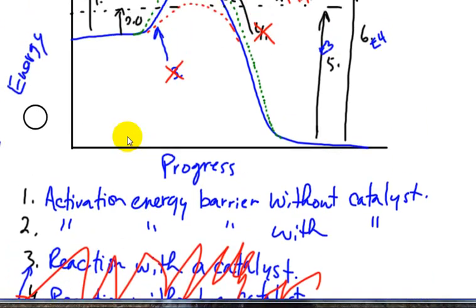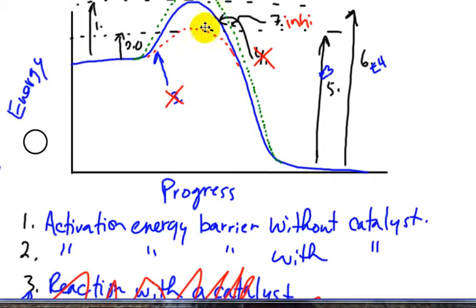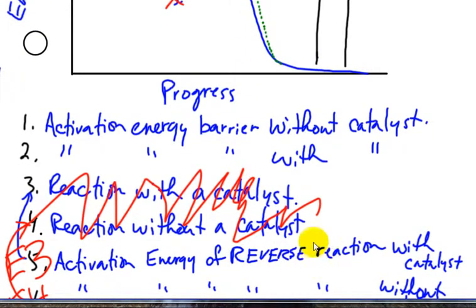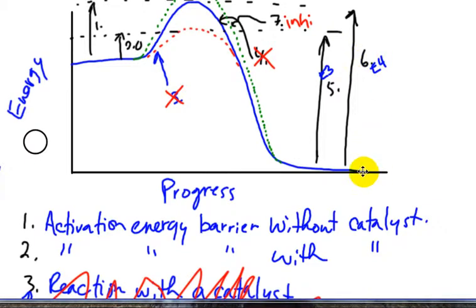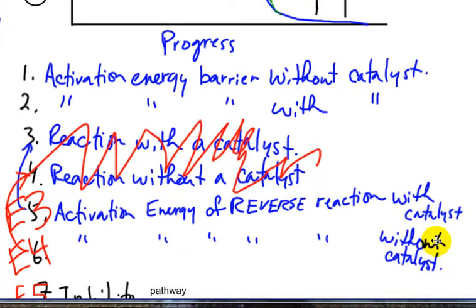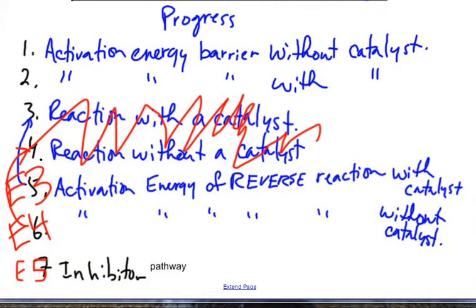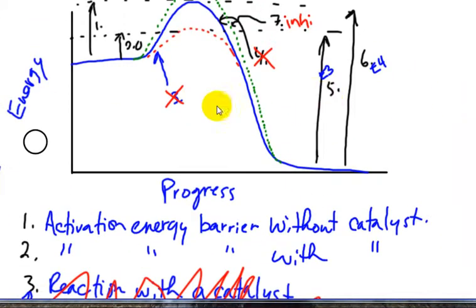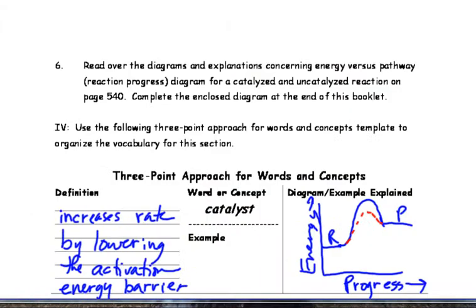E3 is the difference between here and here, so it'd be what the reverse reaction would have for an activation energy barrier. And 4, which I'm changing here, goes over here, so that's the activation energy of the reverse reaction without a catalyst. And I added something which I called E5, which represents the pathway that an inhibitor would take. It goes above the blue line on mine, so it raises the energy requirements there. Okay, so with the catalyst and without a catalyst.